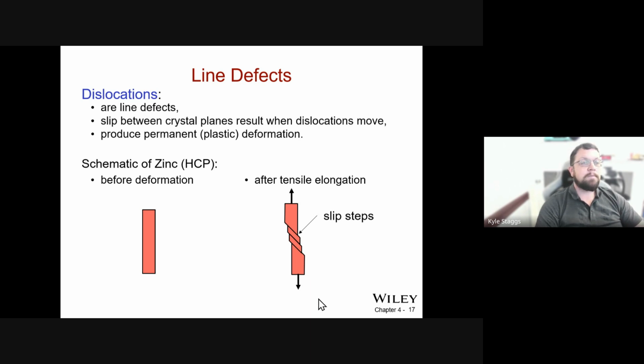So these parts, especially like the example of zinc that they're using for this, it's important to understand how that's going to work.